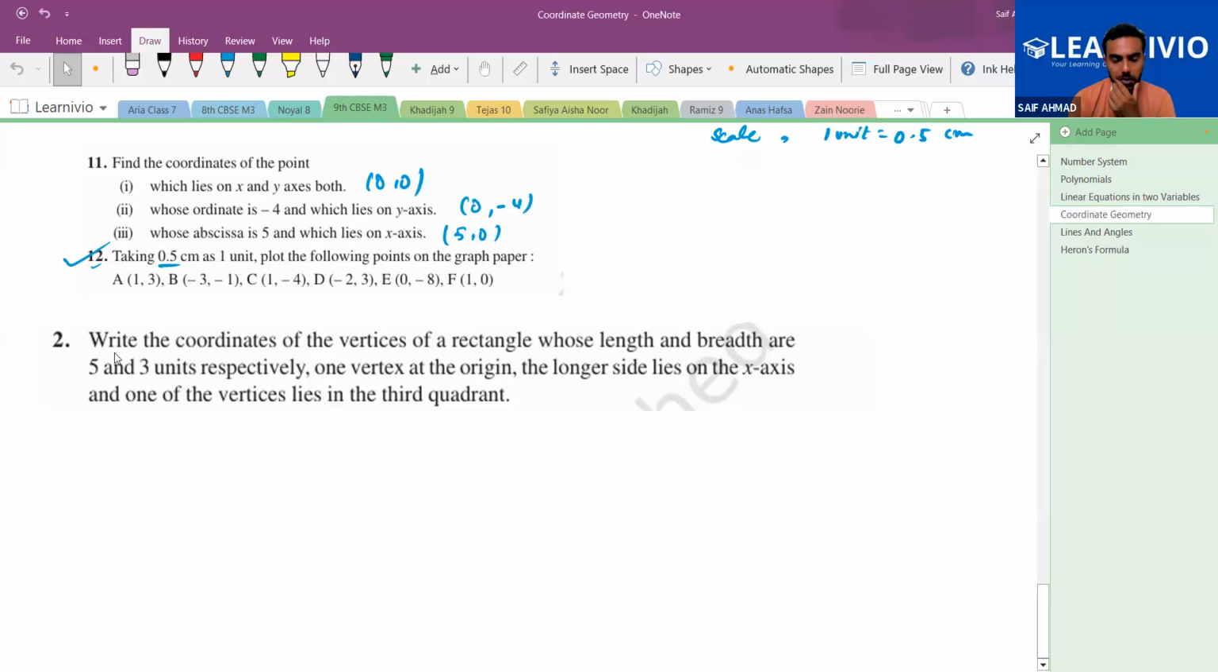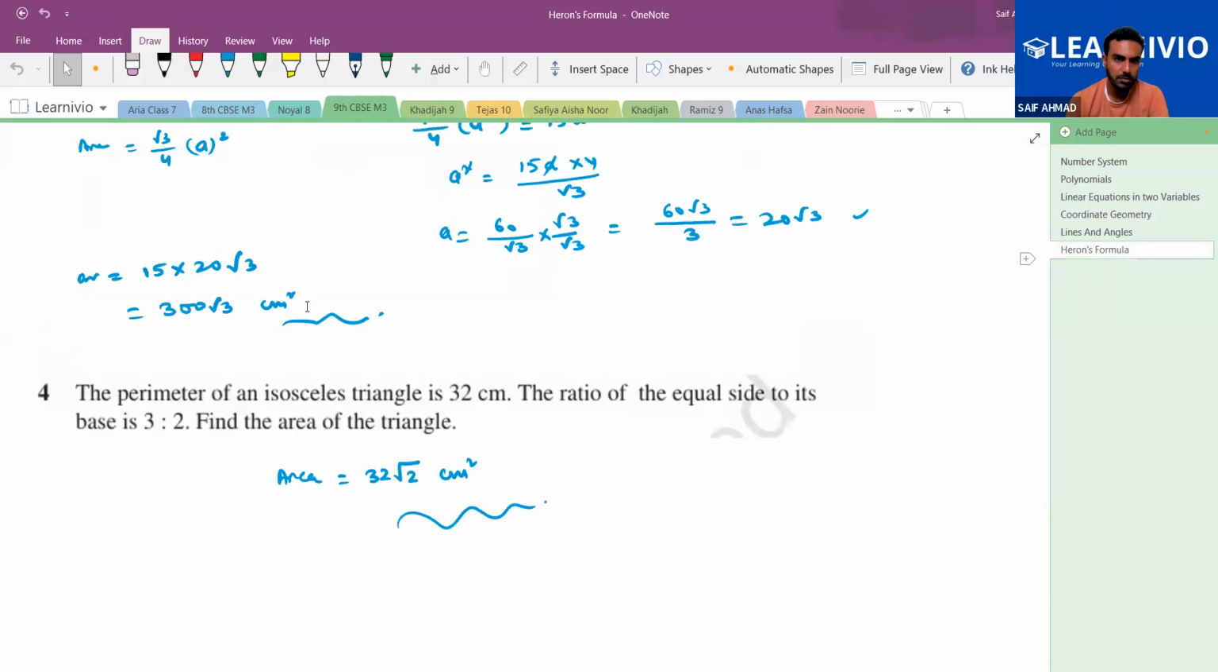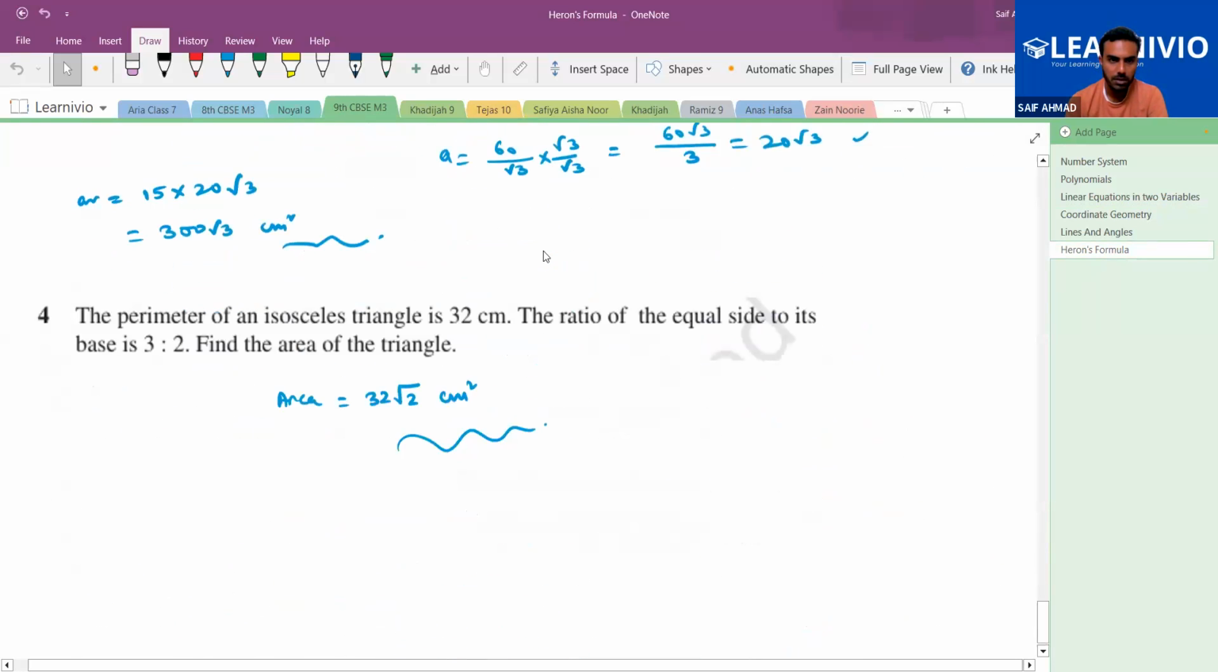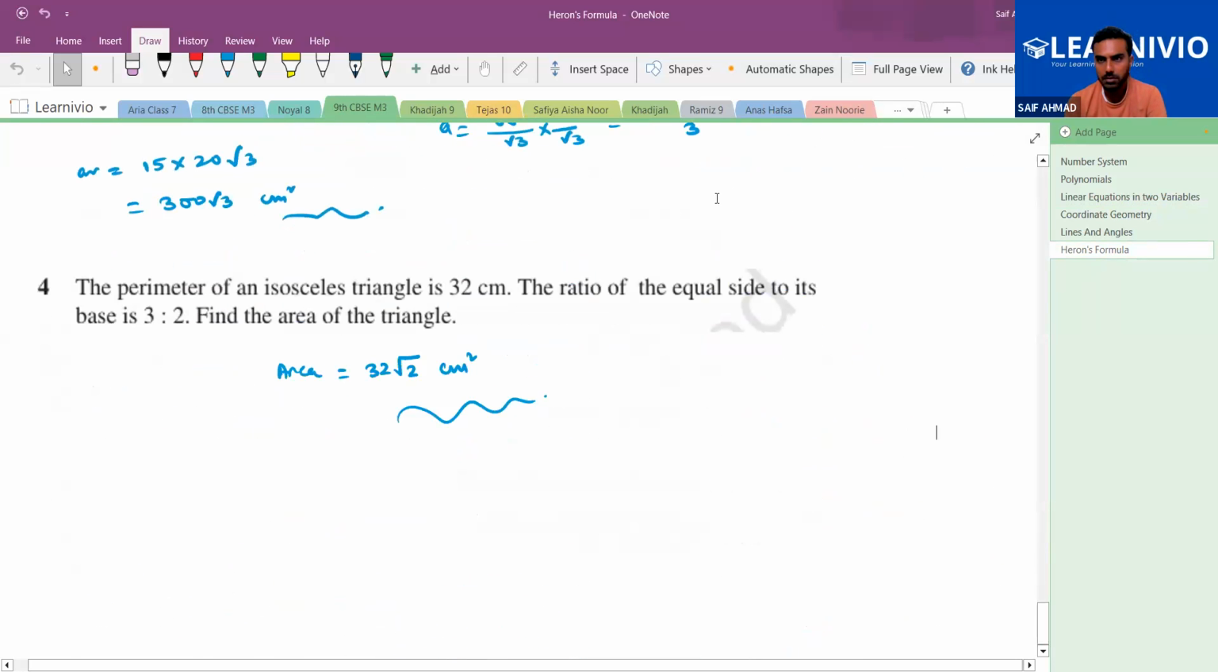So, the second question, have you done it or not? We were doing Heron's formula. Yes, sir. We finished the chapter and we were doing some NCERT solutions. I think we completed this chapter. Yes, sir. We have to start a new chapter today. Sir, can we start triangles?